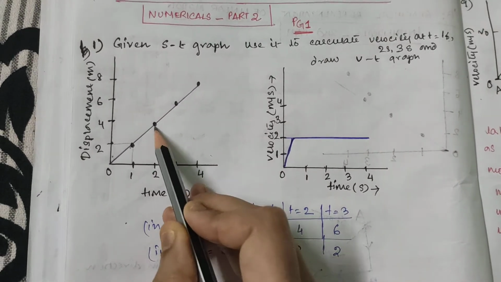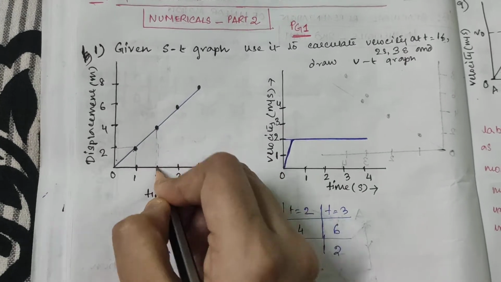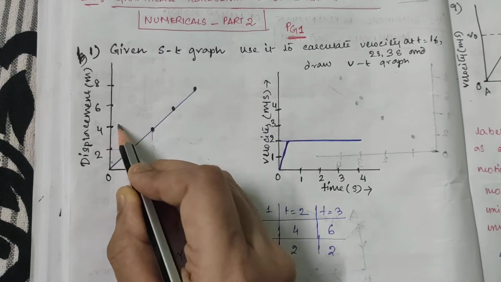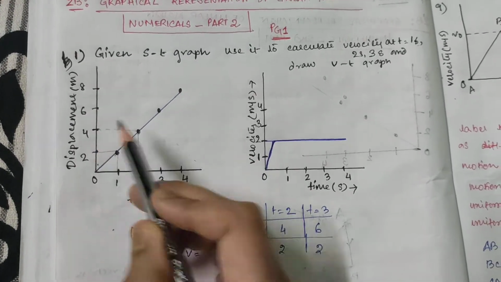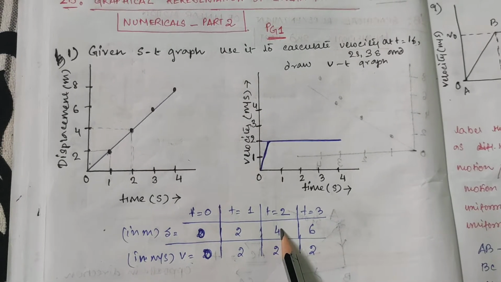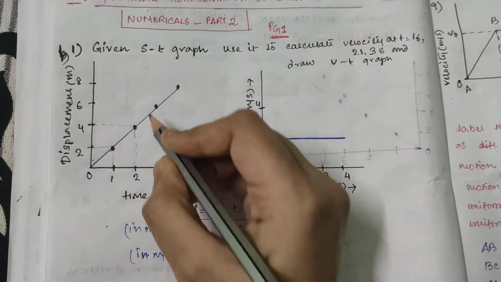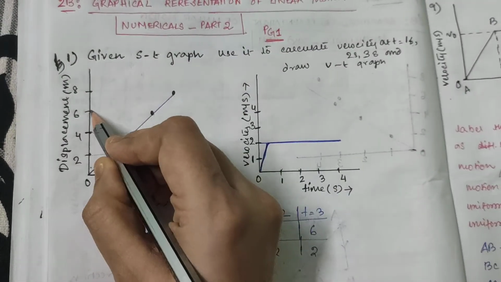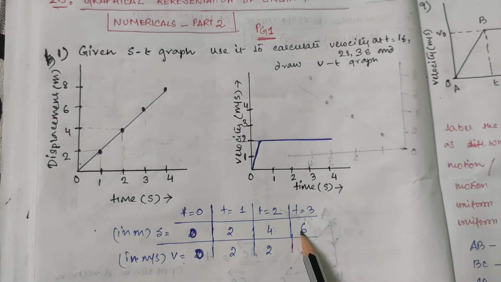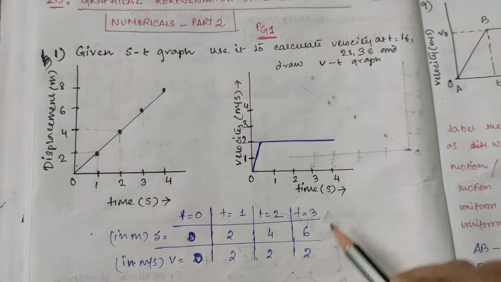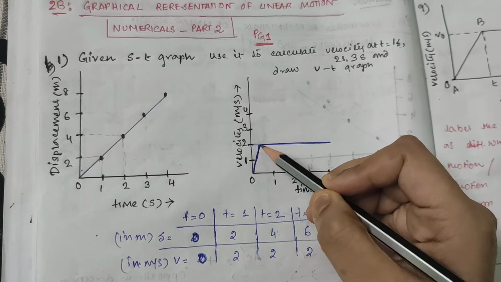T equal to 2, how do you find this? This t equal to 2 corresponds to which value in the displacement axis? 4. So S is equal to 4, so V is 4 by 2, 2. Again see, t equal to 3 corresponds to which value? 6. 6 by 3, 2. So from 0 to 1 second it has increased to 2 meter per second velocity.